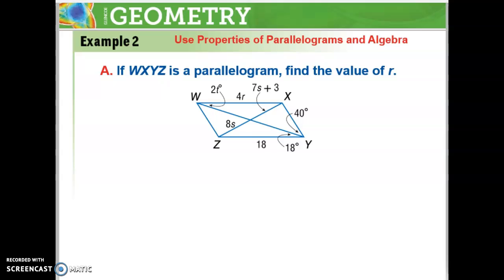All right, you guys, more examples to go over here. I know these videos are nice and short and sweet, but I hope it gives you the general idea of what you need to do. Now we're going to be working specifically with the diagonals of a parallelogram.